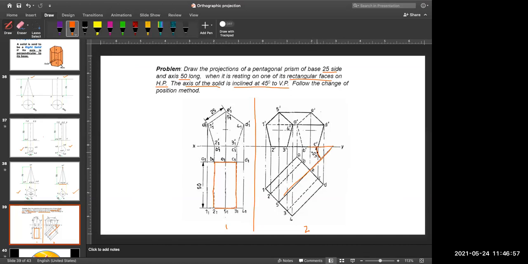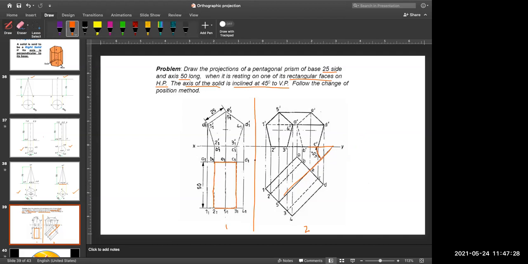Okay, so normally what we do when this angle is given as 45 degree to the vertical plane, then we come below this reference line. If it is written that the axis is inclined 45 degree with the horizontal plane or 60 degree with the horizontal plane, then you have to draw that 60 degree above your reference line. Like that you have to draw.